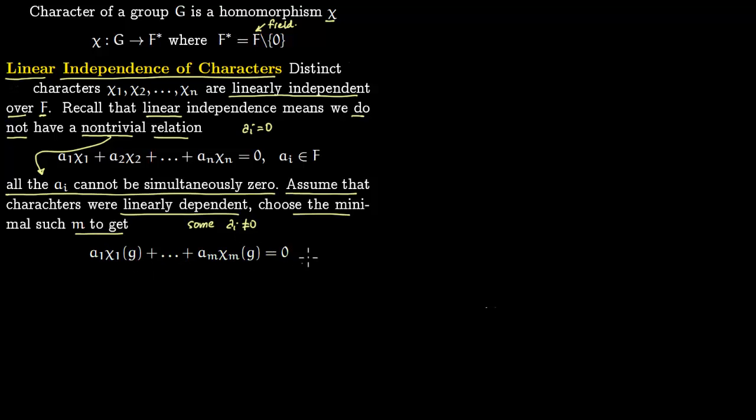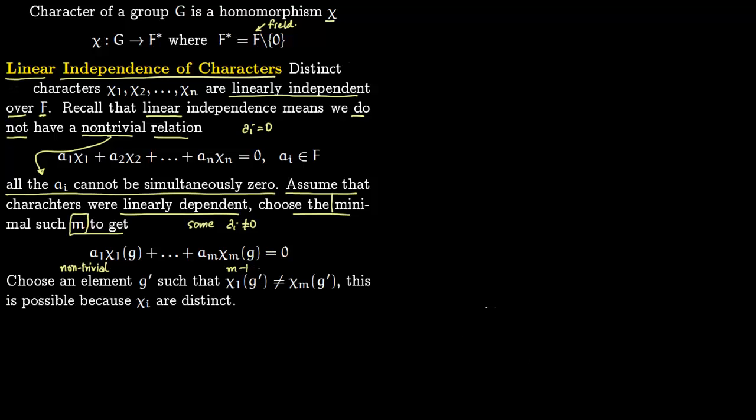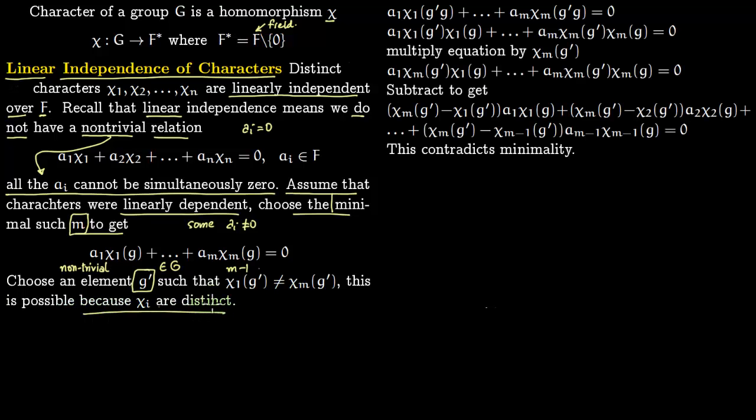So the idea is that, from this m we will come to a non-trivial relationship between characters which will have m minus 1 elements. If it will have m minus 1 elements, then we have contradicted the minimality, because we are saying minimal is m. So that is what we want to show. So we start by choosing an element g prime in our group G, such that chi1 of g prime is not equal to chi-m of g prime. So this is obviously possible because all these chi are distinct. So at least on one element of G, they should act differently.